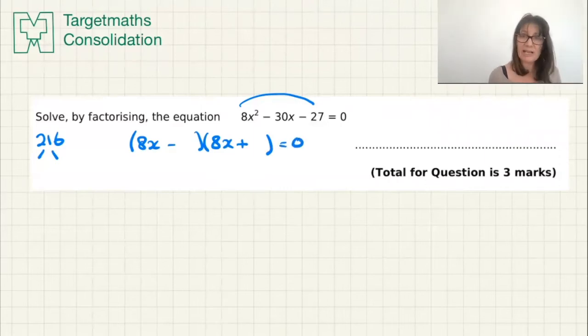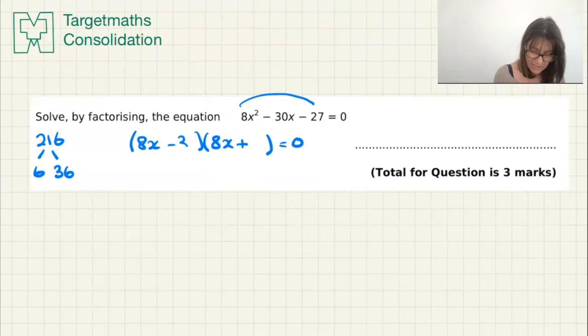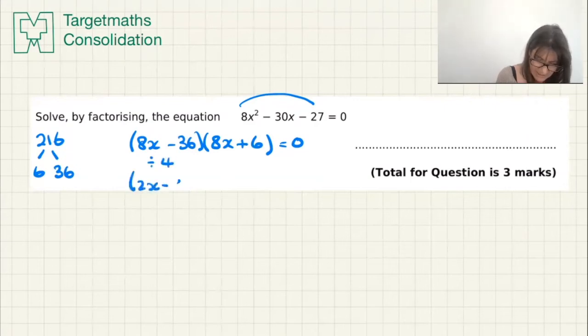I'm then going to use my calculator to help me find the two factors that multiply to make 216, but will also help me make 30. That is 6 and 36. I want to make negative 30. So 36 would go in here and 6 would go in here. Minus 36 plus 6 is minus 30. So that works a treat. Now I need to cancel this down. So we're going to divide this one by 4, which is going to give me 2x minus 9. We're going to divide this one as well, because they're both even. So I can divide by 2 to give me 4x plus 3.